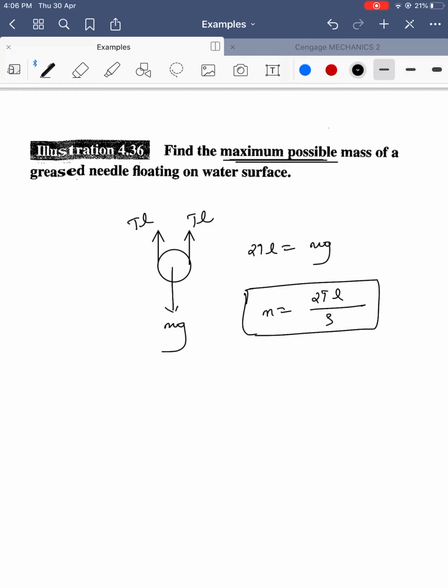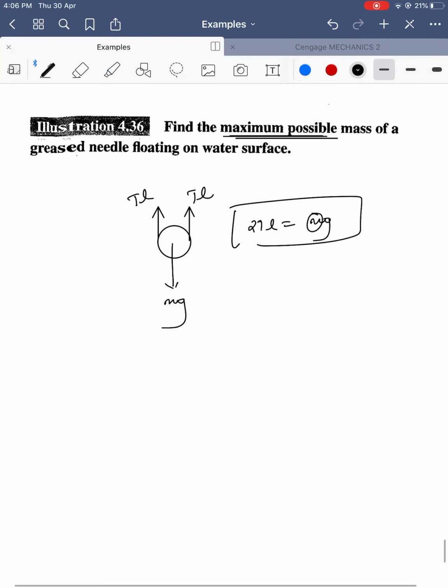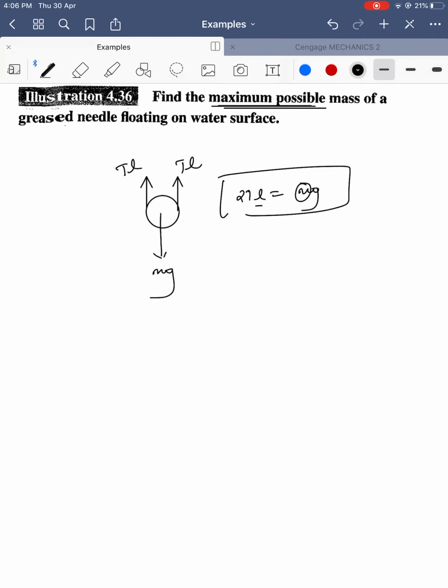So it depends on how much length of the body. Not even length, wait a minute. We can write density, I'm going to derive it. If the density is given, does it depend on length or not? Let's see. Density into area into length into g is equal to 2 into T into L.